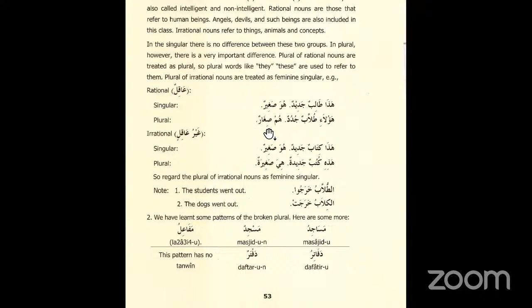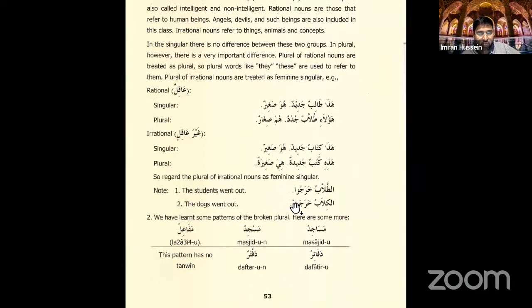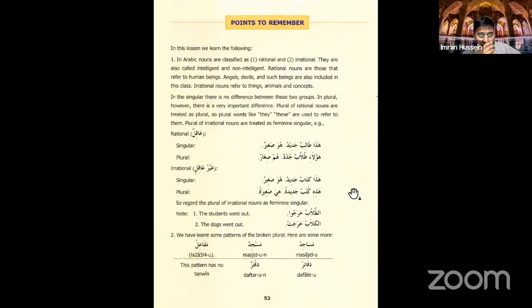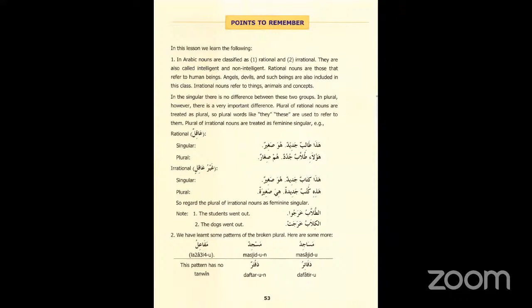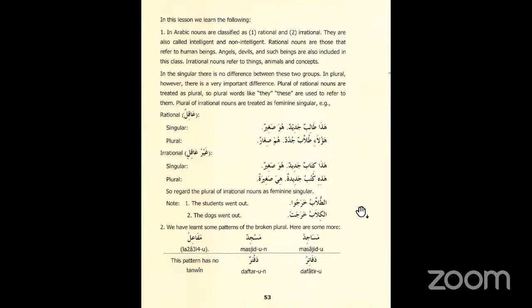Now what I need you to do, I want you to go through just this page, the points to remember, and mainly it's to cover this point here, just as a refreshment for you and everyone else. Bismillahirrahmanirrahim. In this lesson, we learned the following. In Arabic, nouns are classified as number 1, rational nouns, and number 2, irrational nouns. They are also called intelligent and non-intelligent. Rational nouns are those that refer to human beings, angels, devils, and such beings are also included in this class. Irrational nouns refer to things, animals, and concepts.